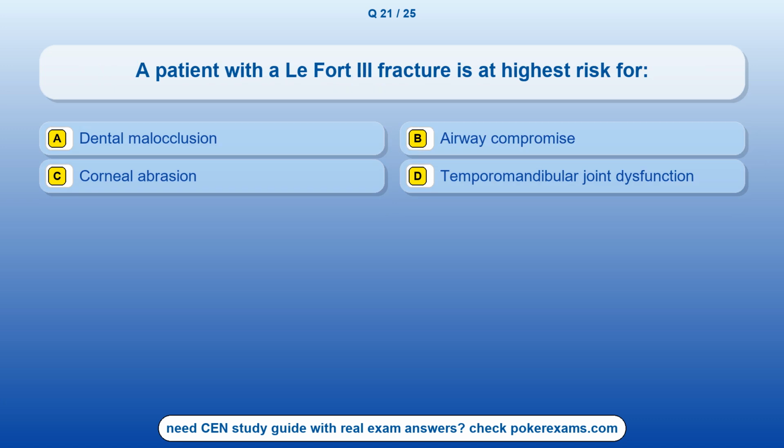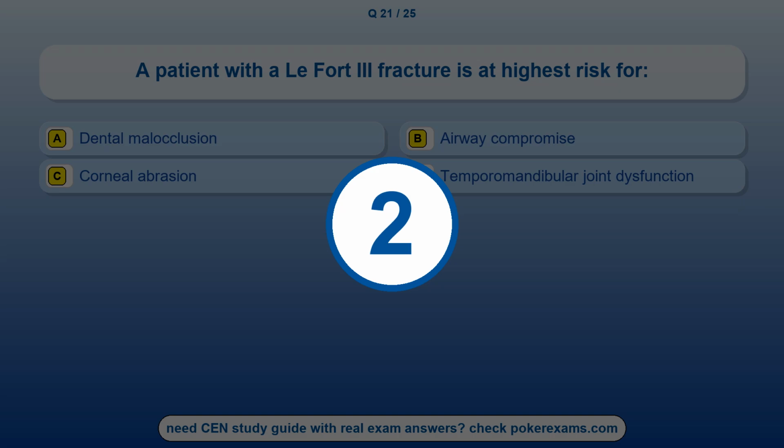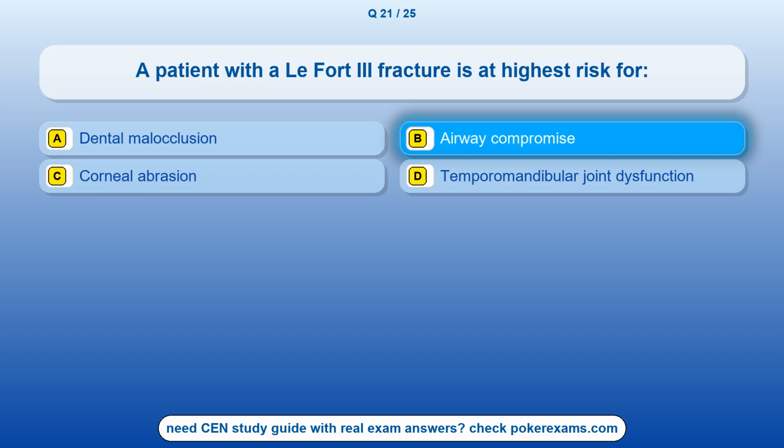Question 21. A patient with a Le Fort 3 fracture is at highest risk for option A, dental malocclusion. Option B, airway compromise. Option C, corneal abrasion. Option D, temporomandibular joint dysfunction. The correct answer is option B, airway compromise.